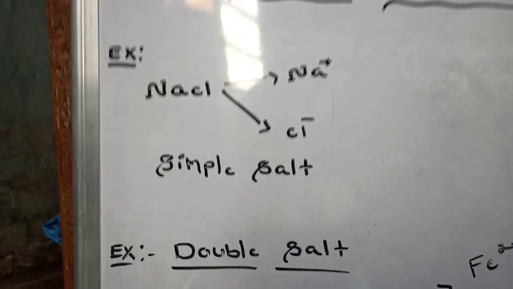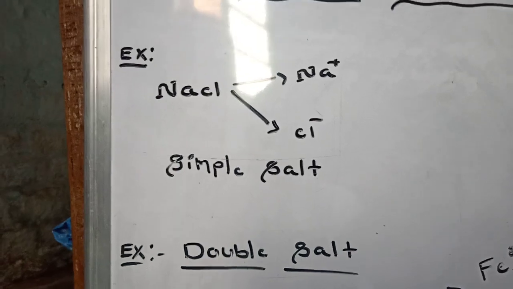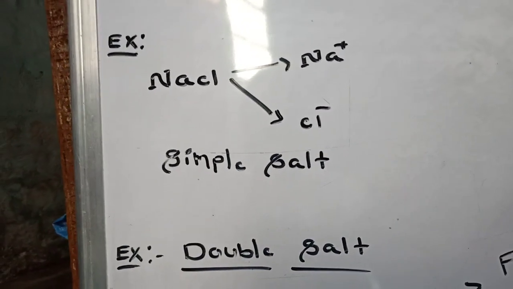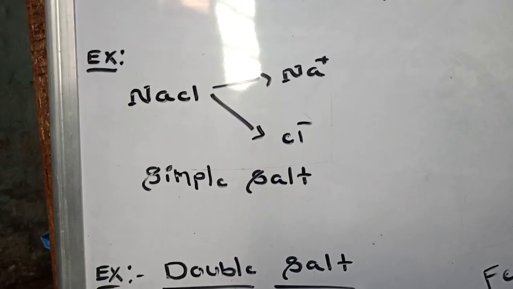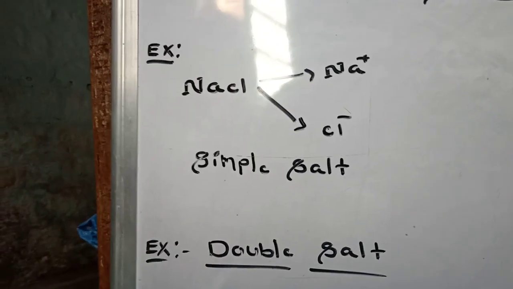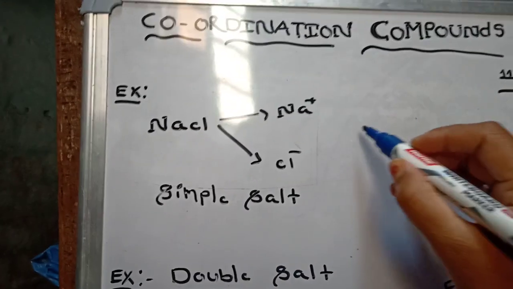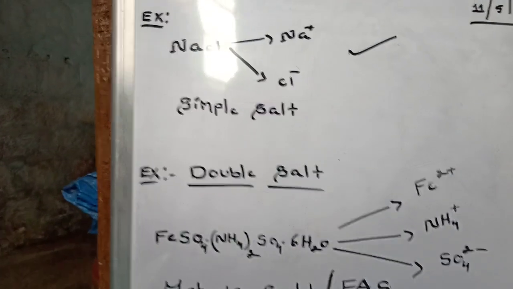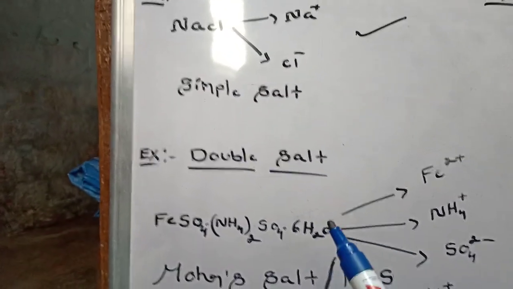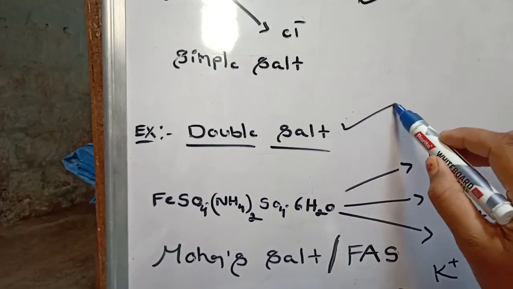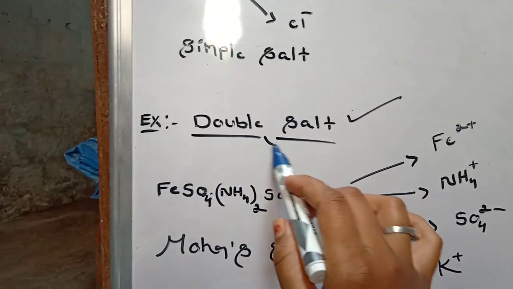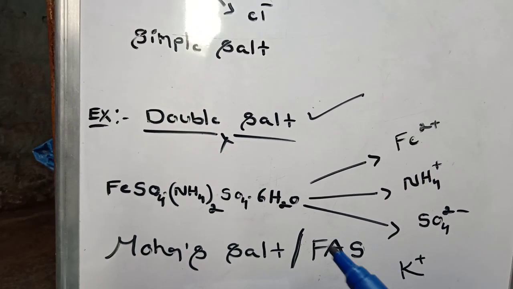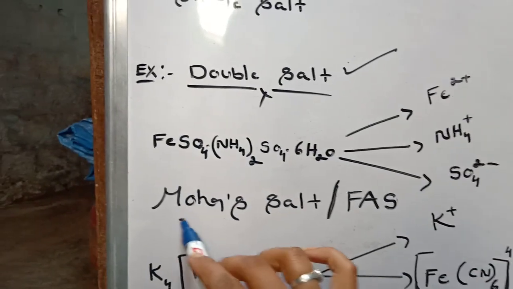Now there is another class of salts, which are a combination of two simple salts. Here this is an example of a simple salt, right? Now I am going to take another class of salts, called the second type, double salt. Here I wrote one example of a double salt, that is called mohr salt.